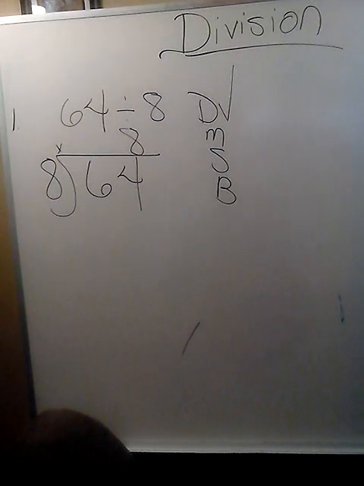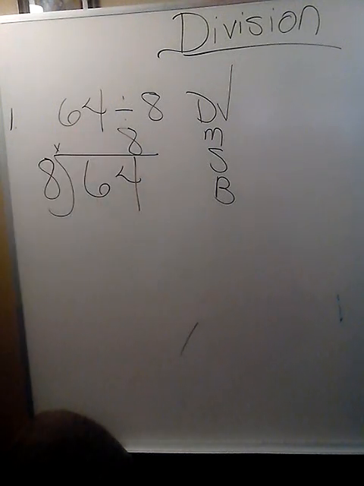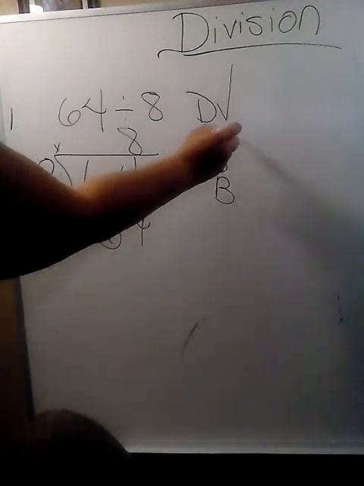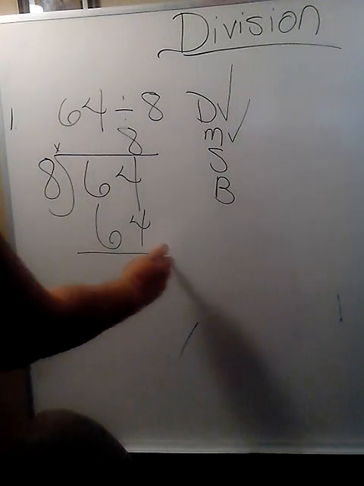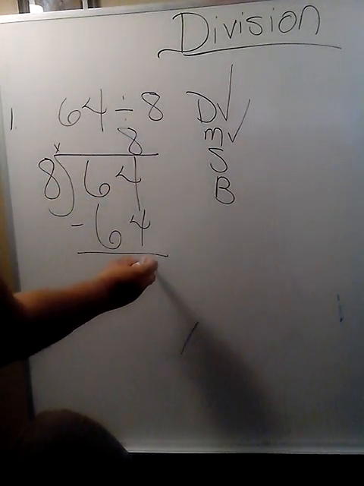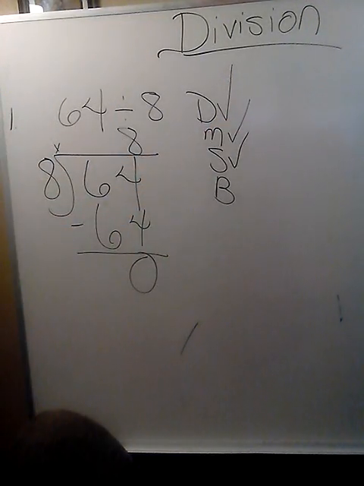If you don't know, let's sing the song again. 8, 16, 24, 32, 40, 48, 56, 64. 8 times 8 is 64. I write that 64 right under the 64. And I just multiply, so I check that off. Now I'm going to subtract because that's what the S stands for. Well, 64 minus 64 just gives me 0. So I subtracted. The B stands for bring another number down. However, I don't have another number up here in the dividend to bring down. So that means I'm finished.